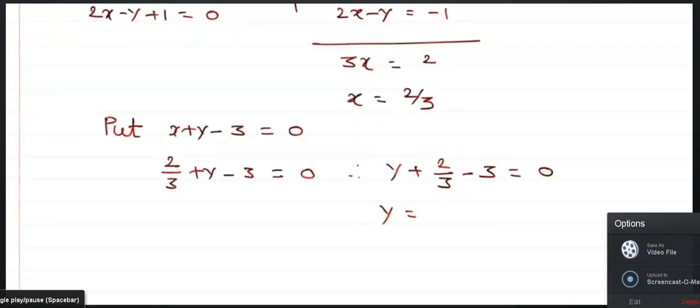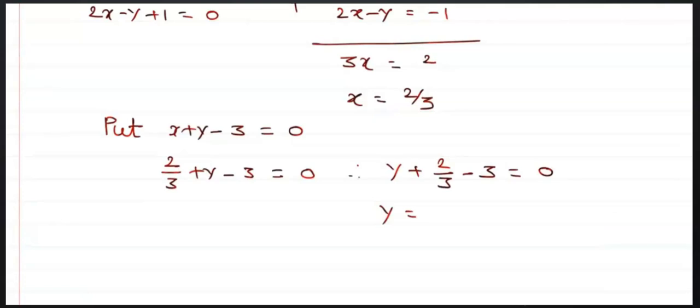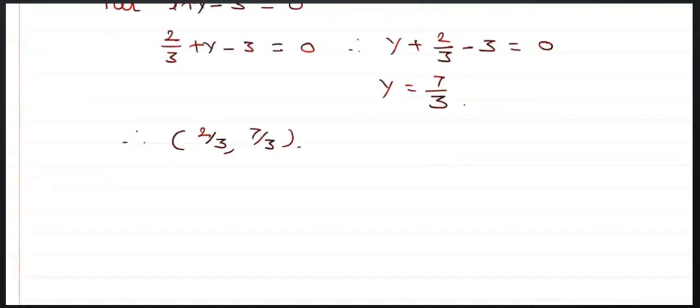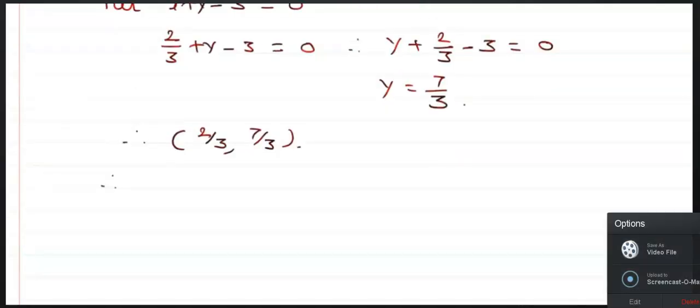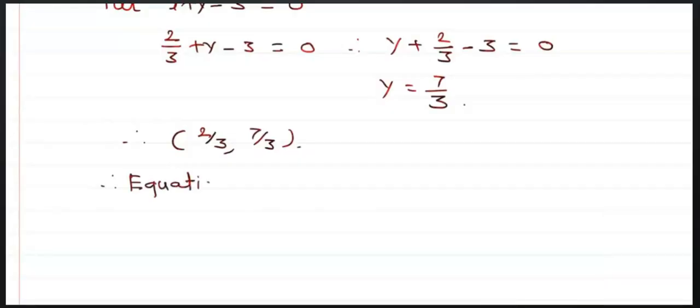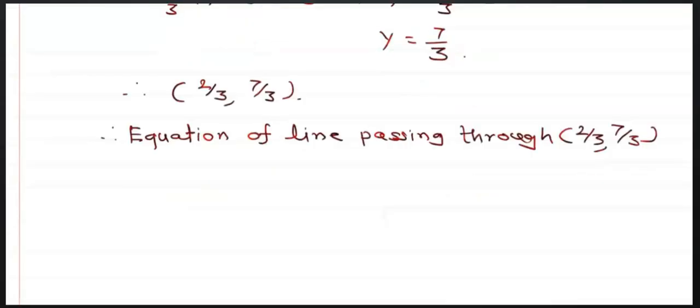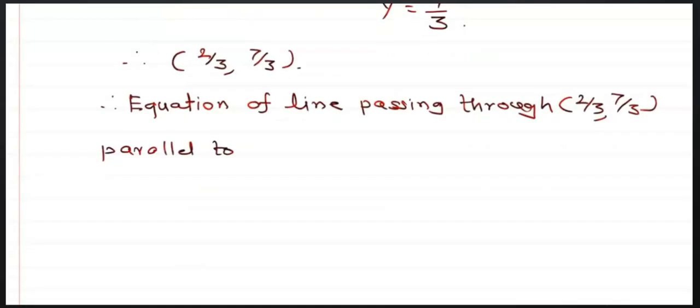You will get it after simplification. The value of y is 7 upon 3. Normal simplification. The point is (2 upon 3, 7 upon 3). Now the equation of the line passing through this point and parallel to the x-axis. This is important.